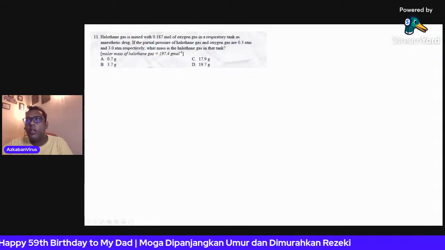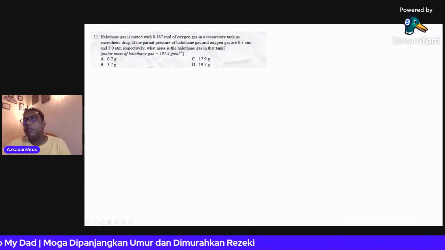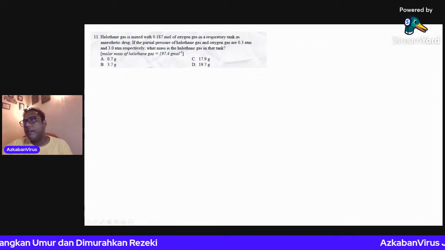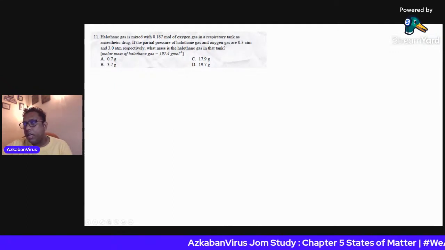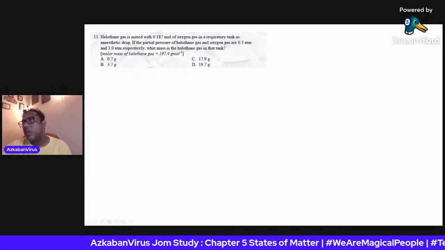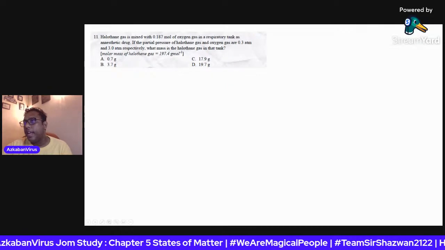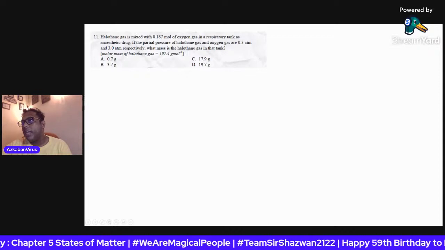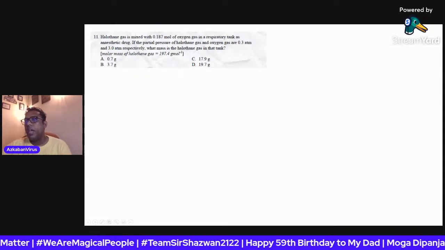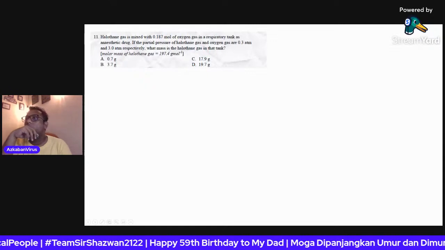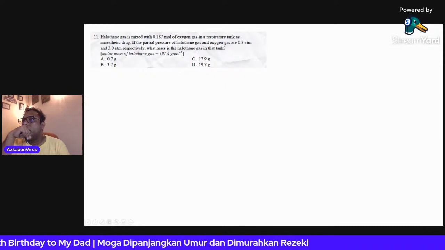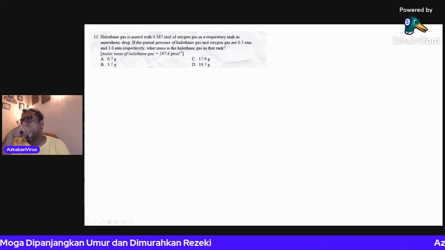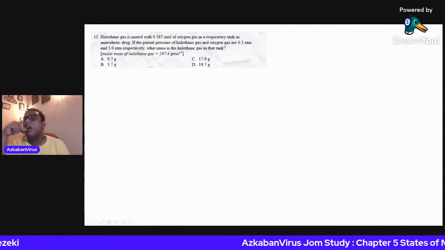Okay, next one. Halothane is mixed with 0.187 mole of oxygen gas in a respiratory tank as anesthetic drug. If the partial pressure of halothane and oxygen are 0.3 and 3.0 atm respectively, what is the mass of halothane in the tank? Okay, so senang soalan ni.